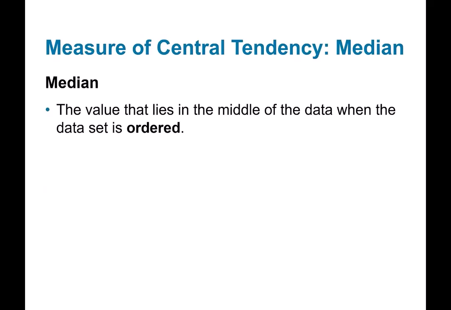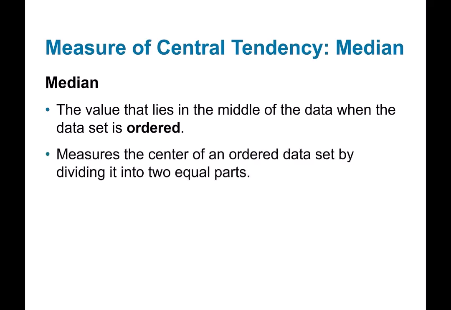Our next measure of central tendency is the median. So median is literally the middle of your data set. So you order the data and you look for the exact middle of the data. So what's happening is we're measuring the center of our ordered data set by dividing it into 2 equal parts. So your median is essentially a dividing line cutting your data set in half. So if this is my data set, my median's the line right in the middle.